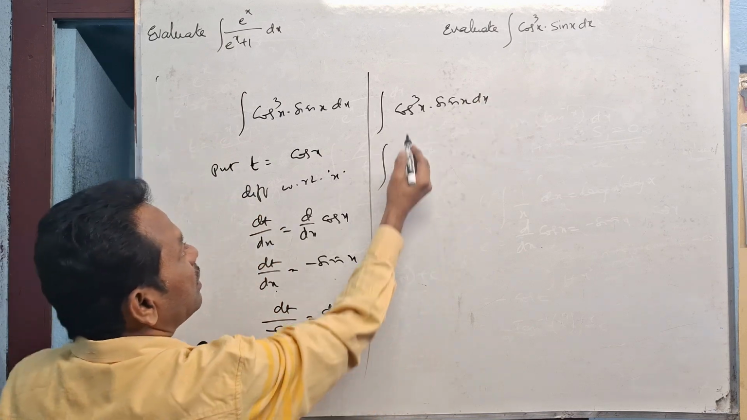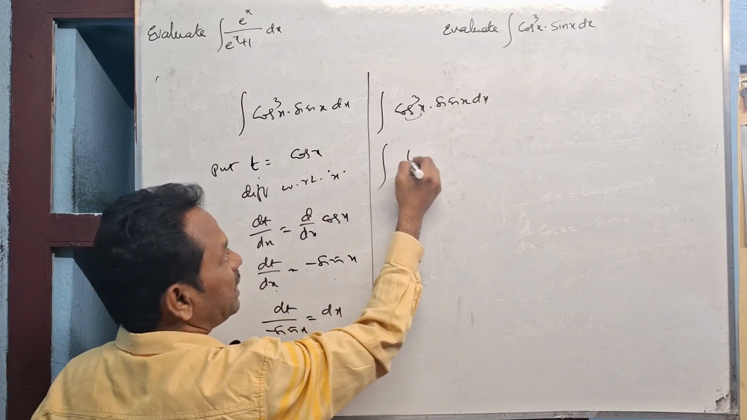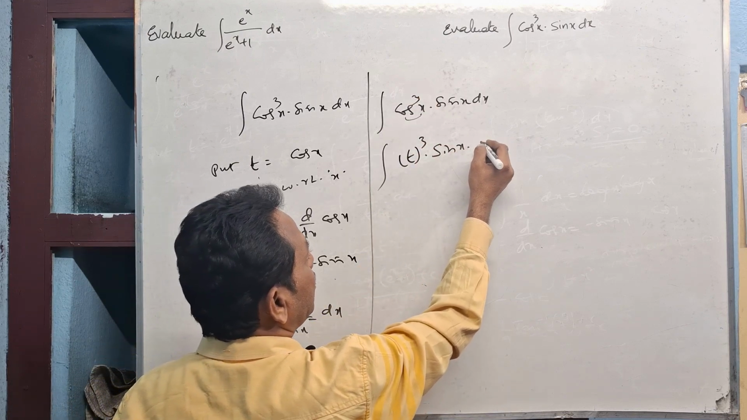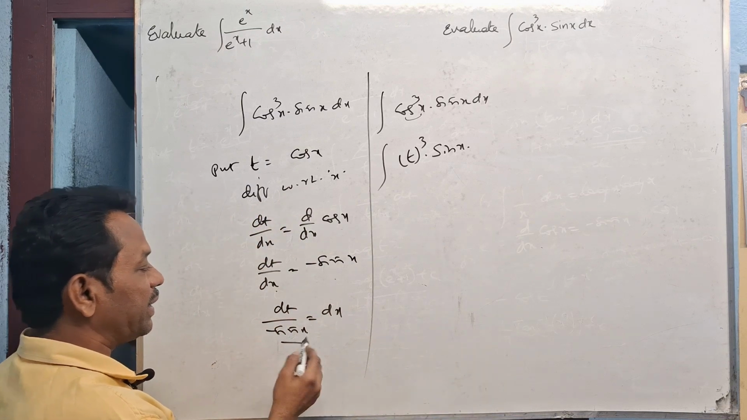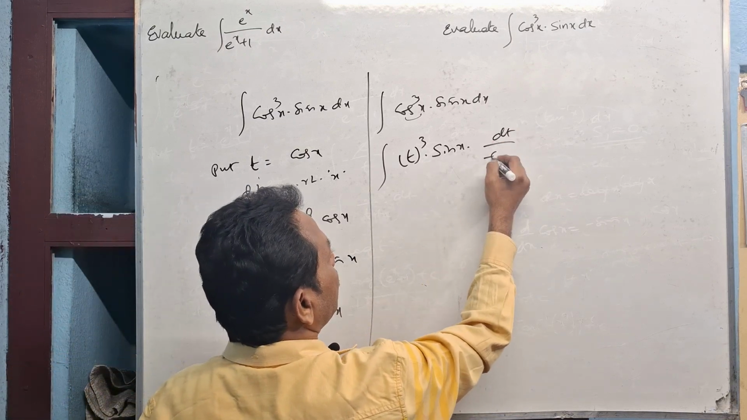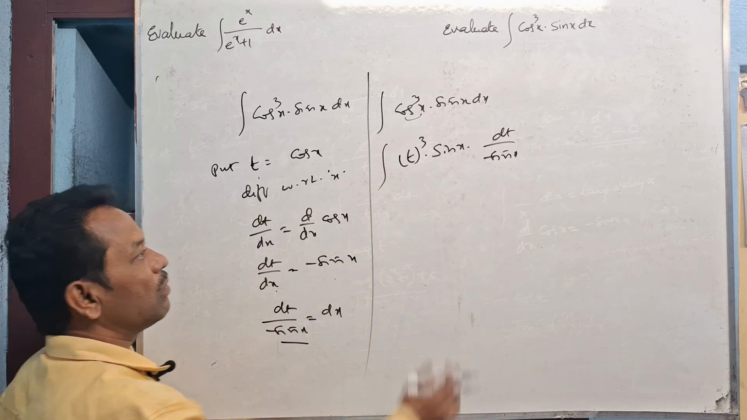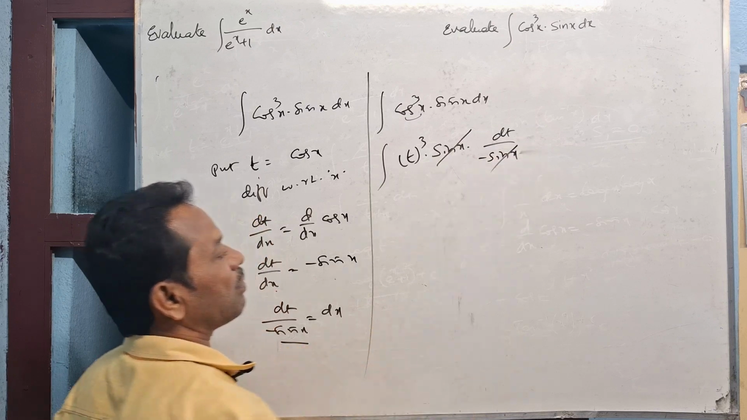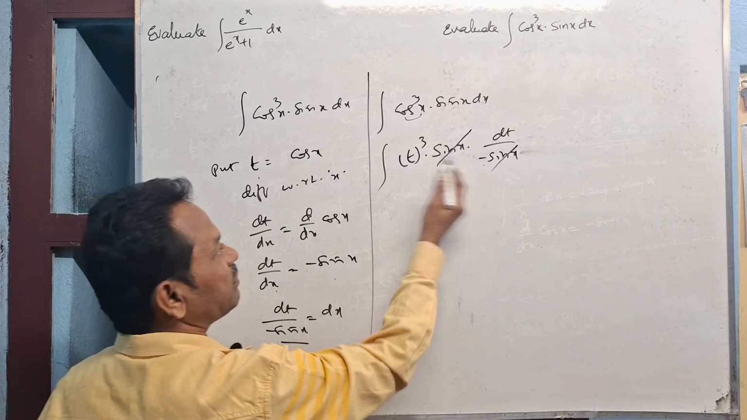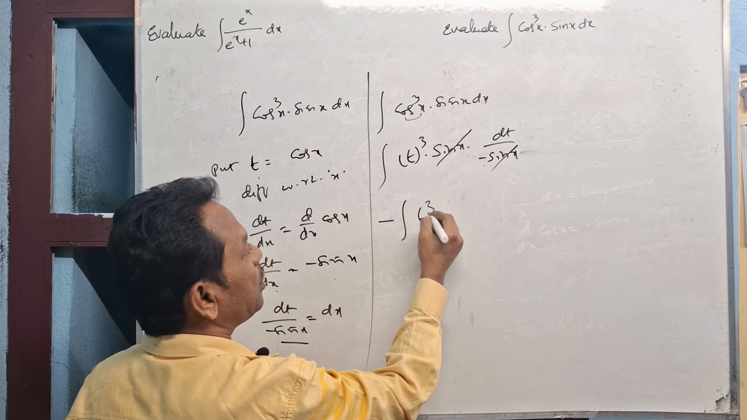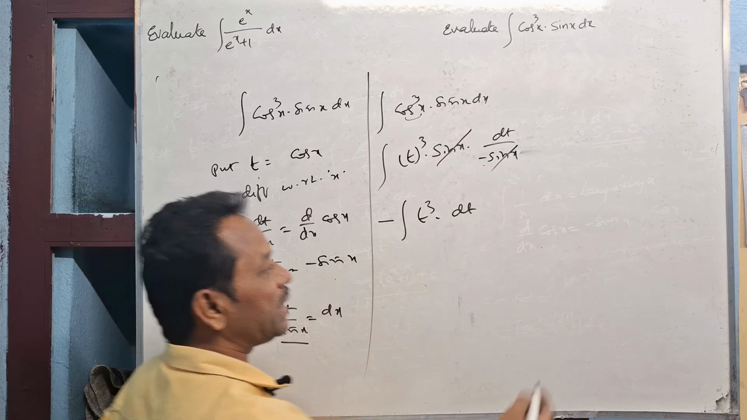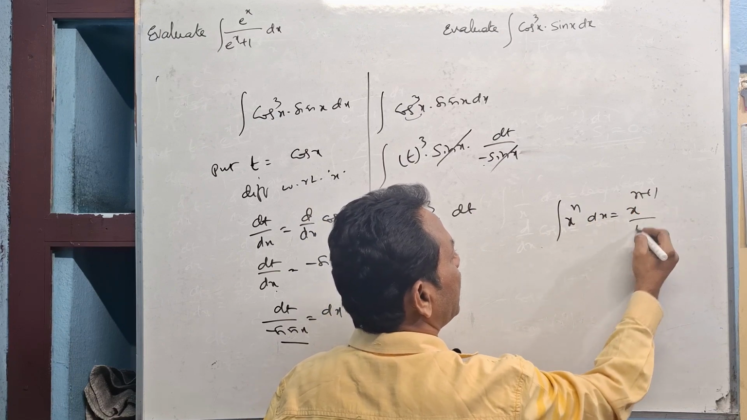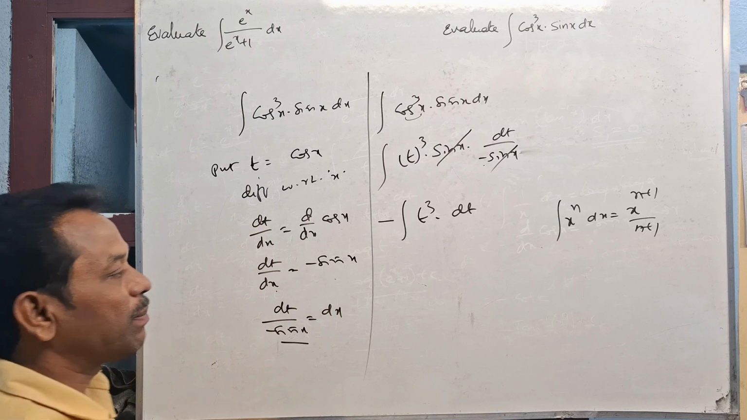So the value of cos x is here t. So let me take t cubed as it is, into sin x as it is, and in the place of dx, let me take dt by minus sin x. So we can cancel sin. The minus is shifted outside: minus of t cube dt. The integration of x power of n dx is nothing but x power of n plus 1 by n plus 1. It's a formula.